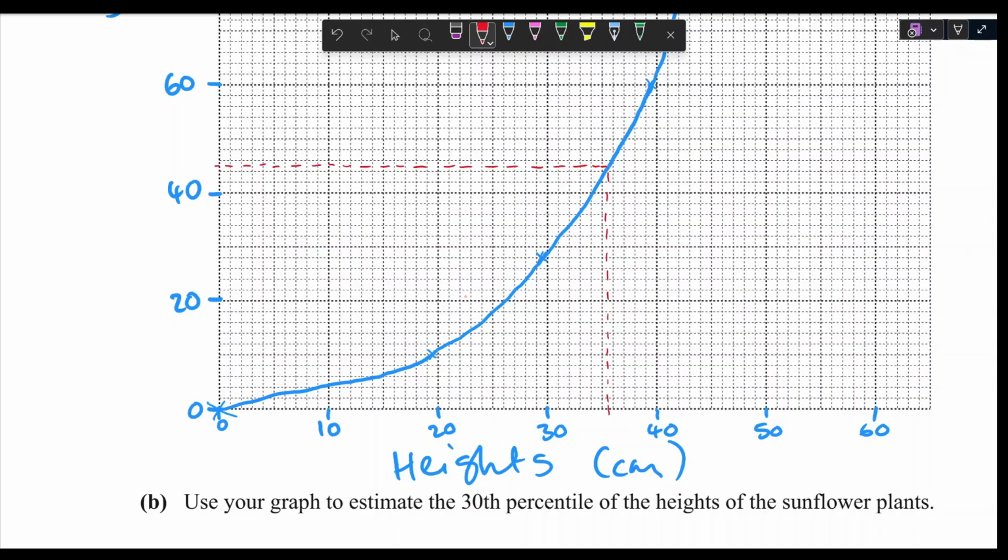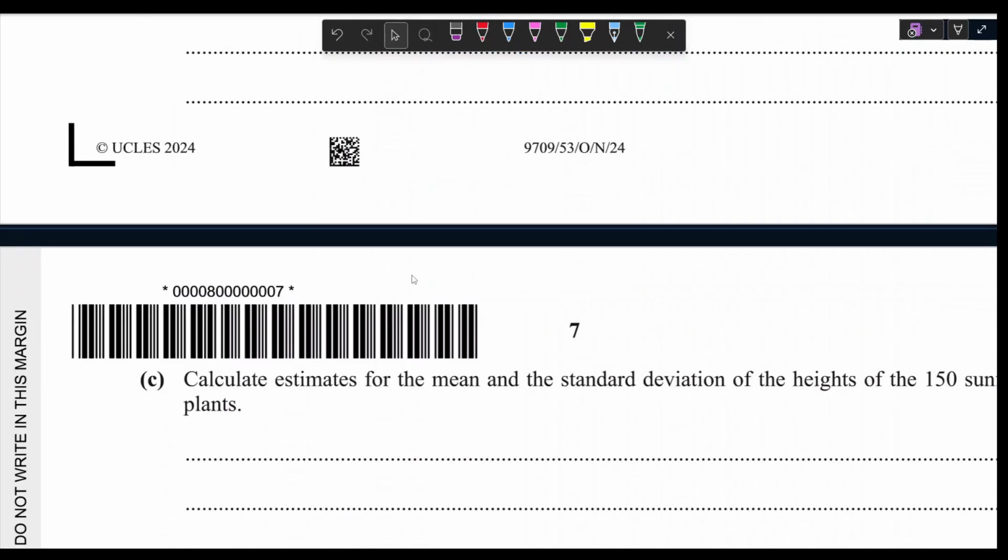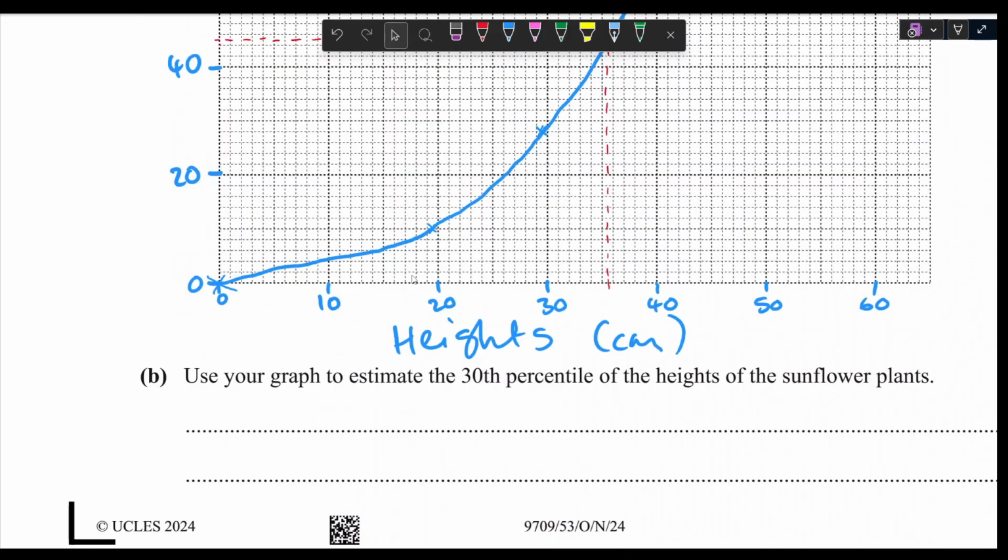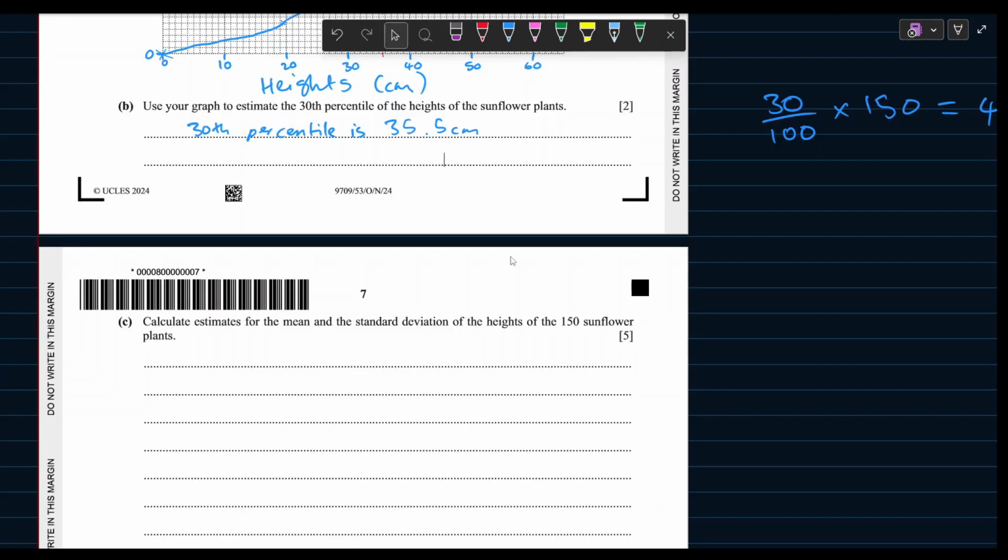So this is 31, 32, 33, 34, 35. I'm getting 35 and a half. So I'll just give it exactly as it is, 35 and a half according to my diagram. Give your answers according to your diagram. So 30th percentile is 35.5 centimeters.